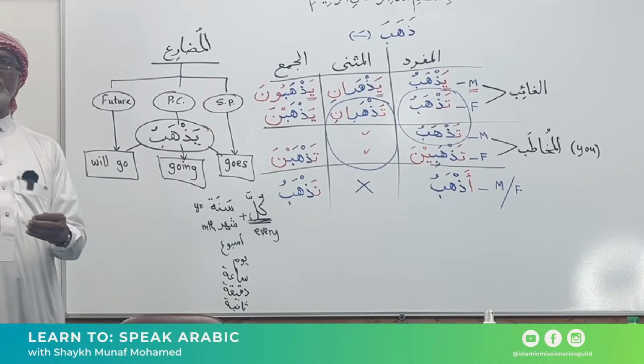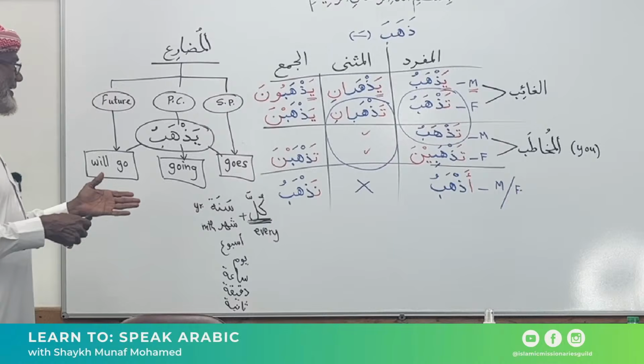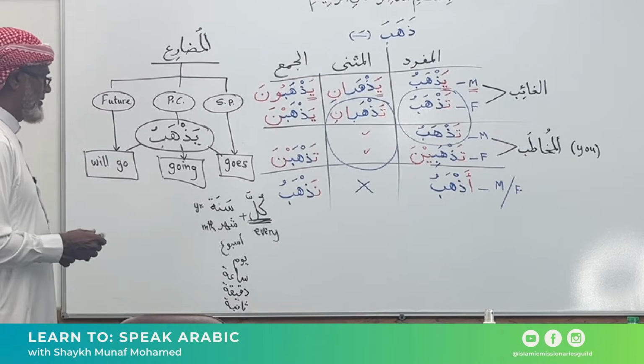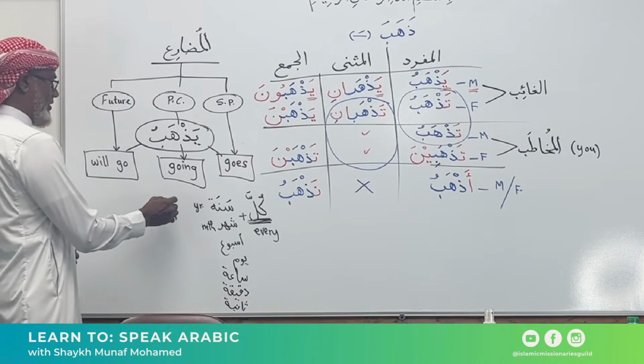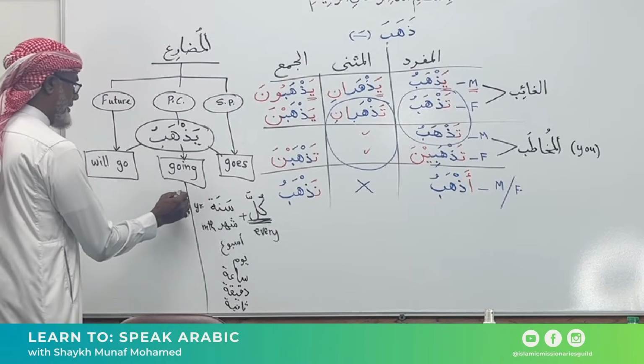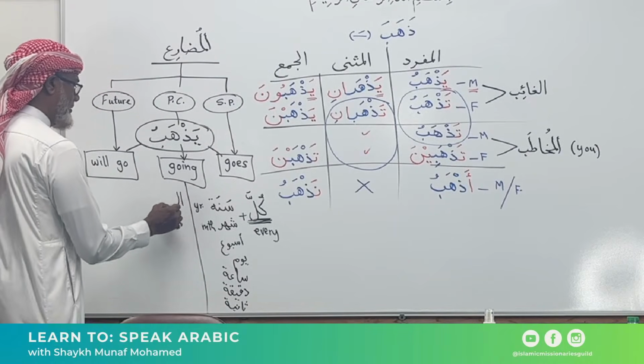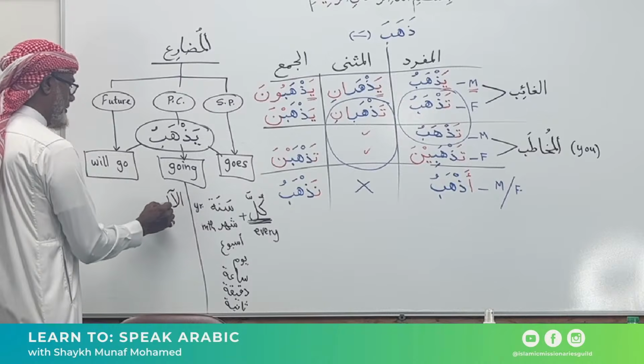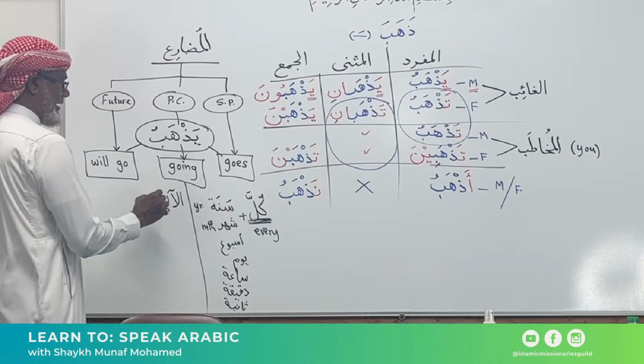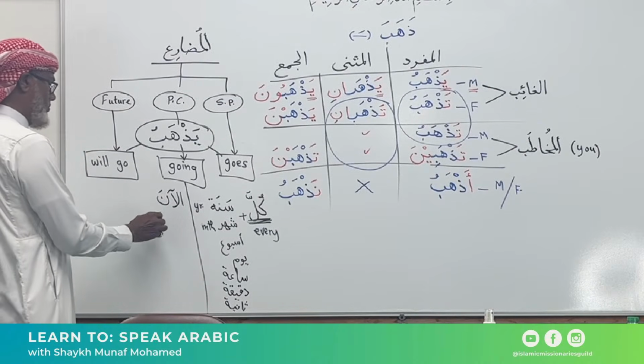But if you want to know if it is present continuous, like now, you will have a word like this. Al-an. Al-an means now.